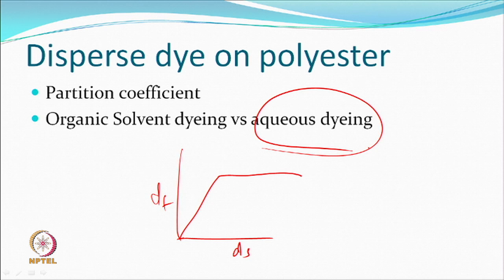And that is one reason that aqueous dyeing of polyester, or even printing of polyester through an aqueous based paste, is a preferred process, because theoretically the dye does not like water, it wants to go somewhere else. Okay. So, that is the advantage you get. If you take an organic solvent, then dissolution takes place.